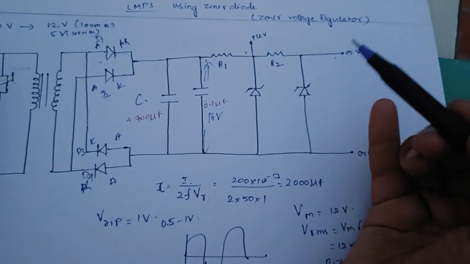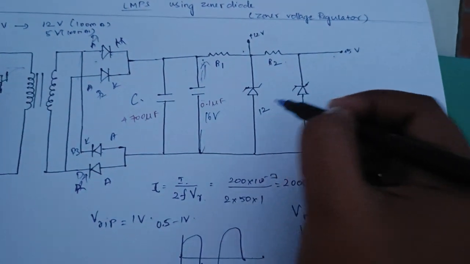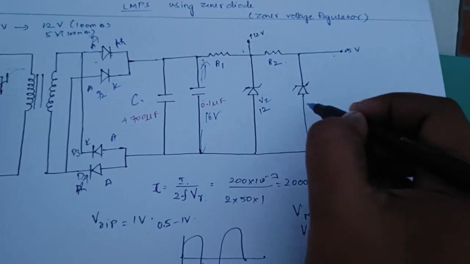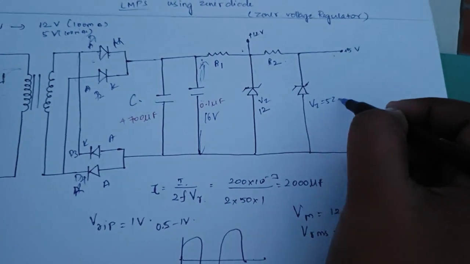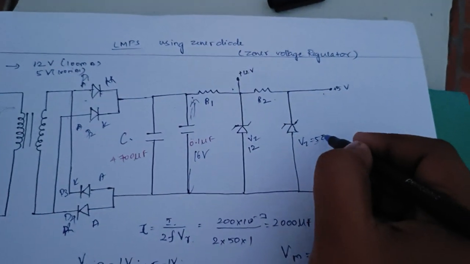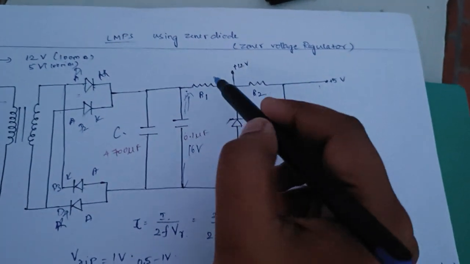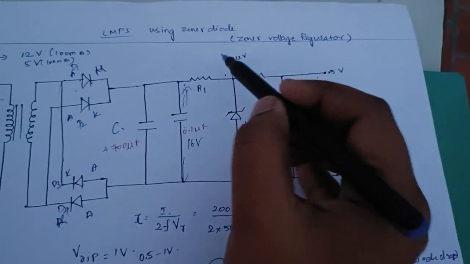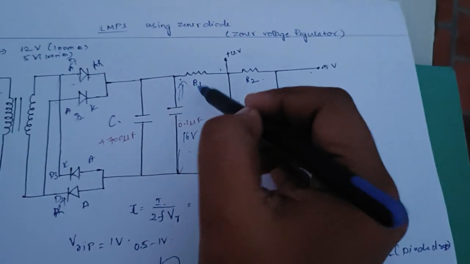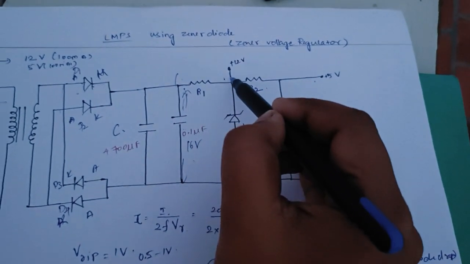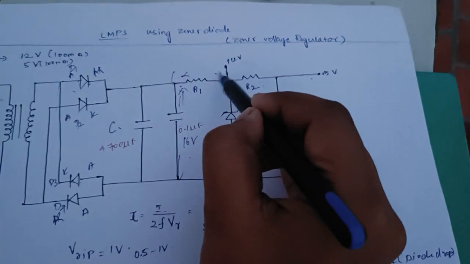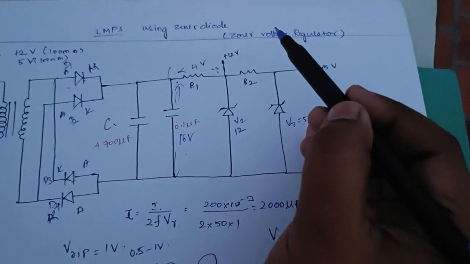So 16 volt we are taking here, and this is the 12 volt Zener diode VZ, and this is the 5 volt Zener diode we are taking. Now we have two values, 16 volt and 12 volt. We can find the voltage across this. What will we get? We will get 4 volt: 16 minus 12, 4 volt.